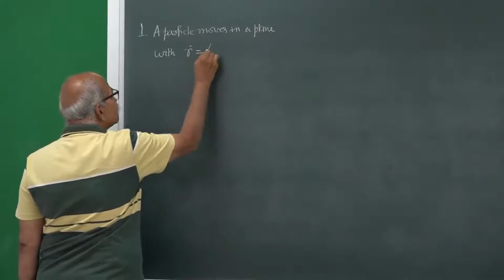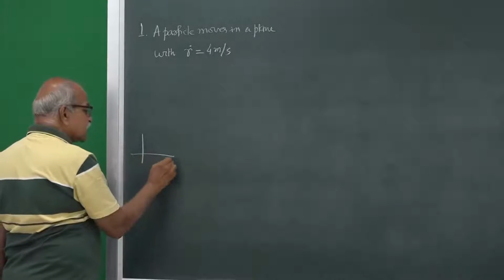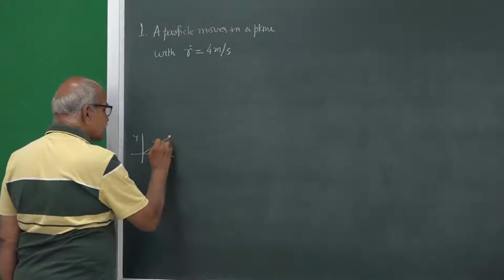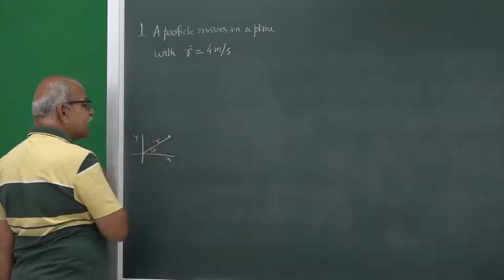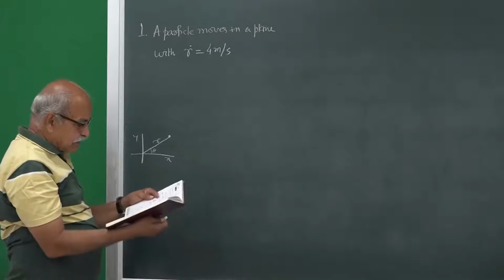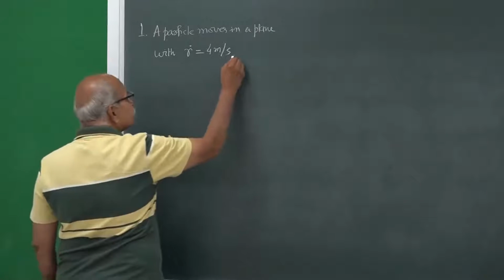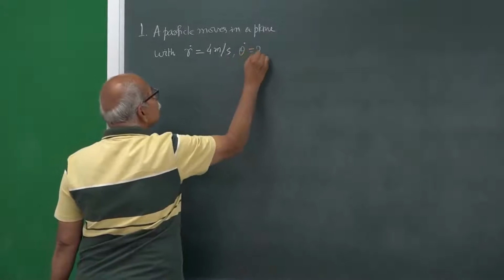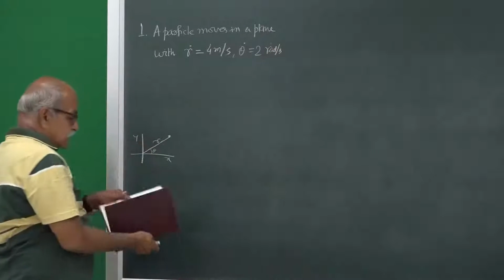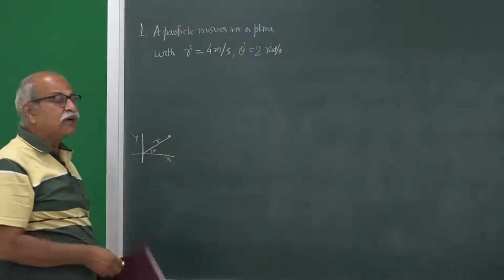r dot is equal to 4 meter per second, and you know what is r and what is theta. This is x axis, this is y axis, this is the position of the particle, then this distance is r and this angle is theta. These are the plane polar coordinates. So, r dot means d/dt of r is 4 meter per second, and theta dot is 2 radian per second. This is the data given, and you are asked to find the velocity and acceleration of this particle.